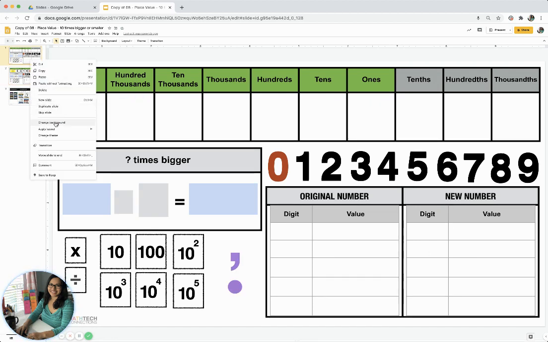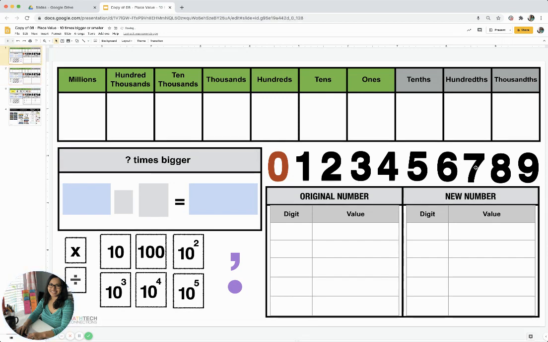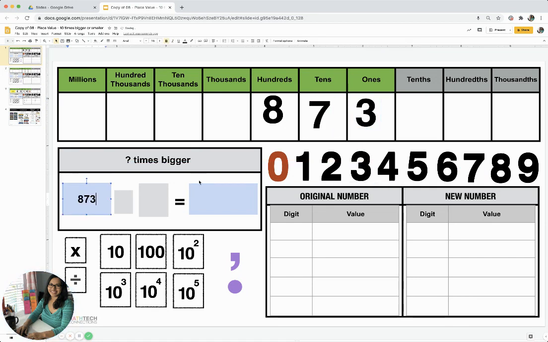Let's duplicate the first slide, and let's look at the number 873. And let's see what happens when this number becomes 10 times bigger.